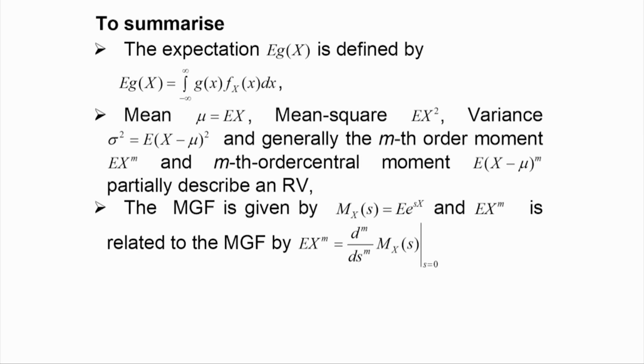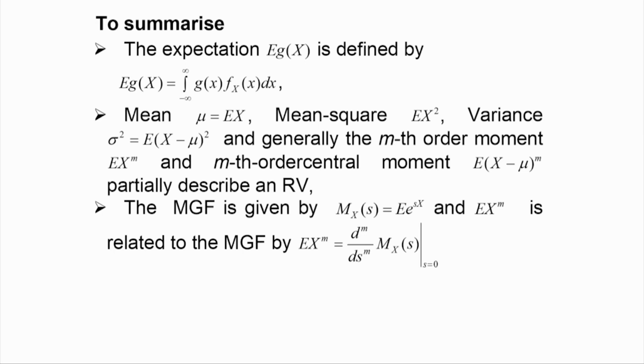Then we defined different moments. For example, mean mu is equal to E of x, mean square E of x square, variance sigma square is equal to E of (x minus mu) square, and generally the mth order moment E of x to the power m, and the mth order central moment E of (x minus mu) to the power m. So, these moments partially describe the random variable, unlike the CDF, which completely describes the random variable.